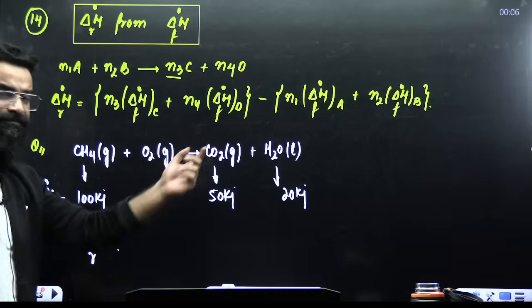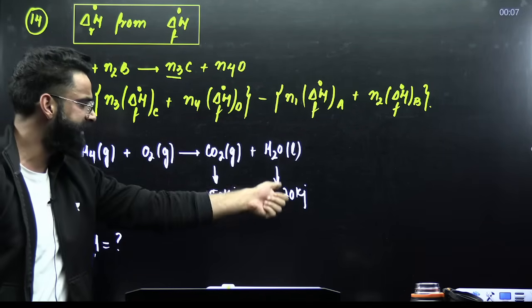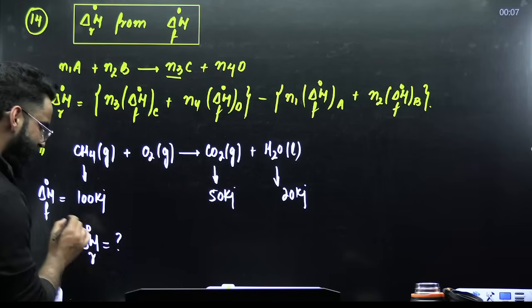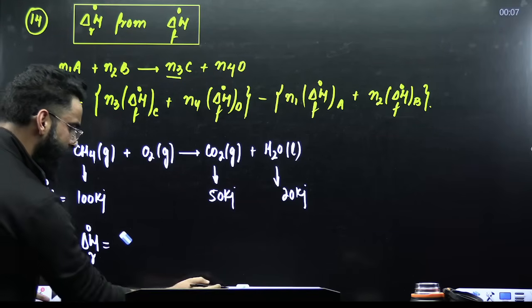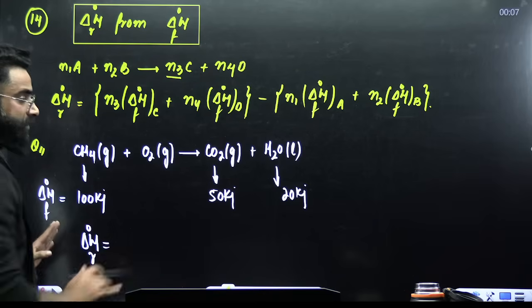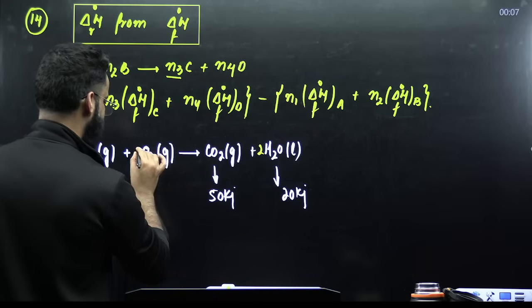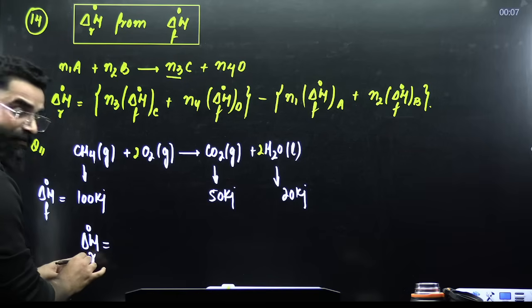For example, this is the question. They have given you the enthalpy of formation of this, enthalpy of formation of this, enthalpy of formation of this. And they are asking us to calculate the enthalpy of reaction. Now, I told you enthalpy of reaction is equal to what? First of all, is the reaction balanced? No. Balance the reaction. This should be 4, this should be 2 times, this should be 2 times, the reaction is balanced.